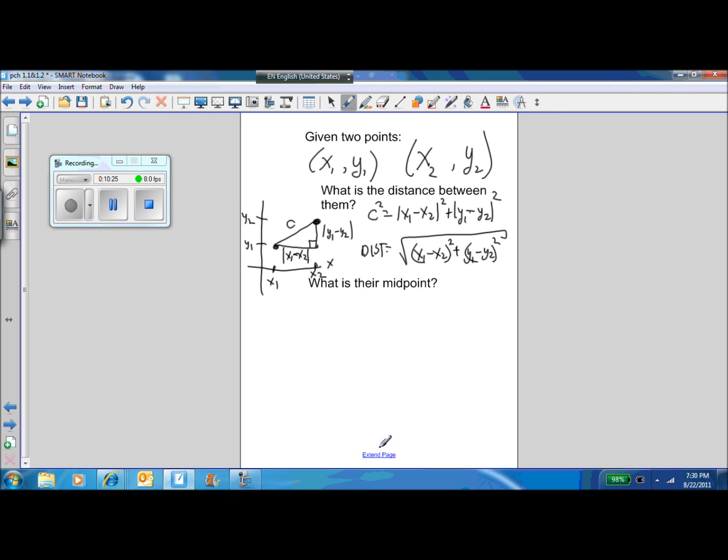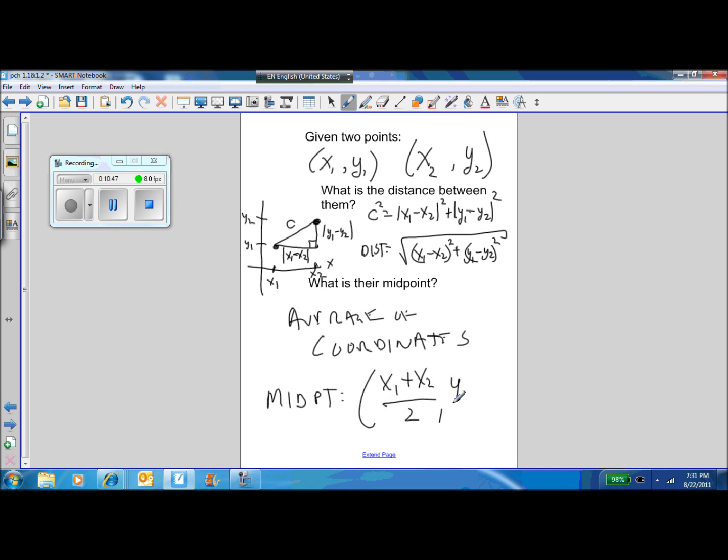Midpoint formula is a lot easier, just the average of the coordinates. So the midpoint is x1 plus x2 divided by 2, and y1 plus y2 divided by 2. If someone wants to come up with a nice proof for this using a combination of geometry and algebra, be my guest. You can submit it and we'll add it to the notes.